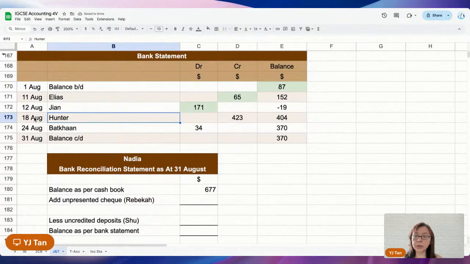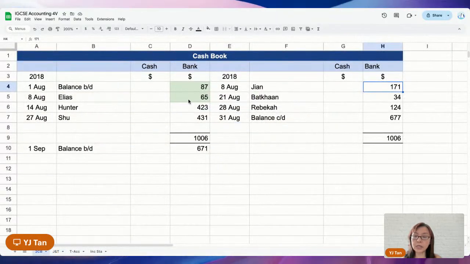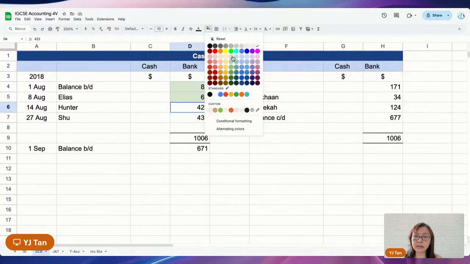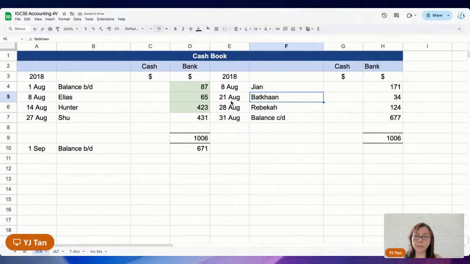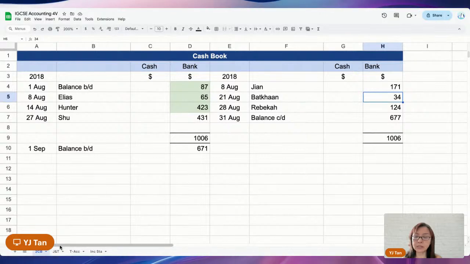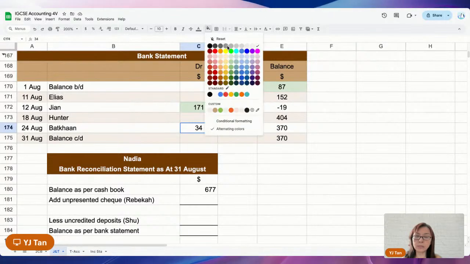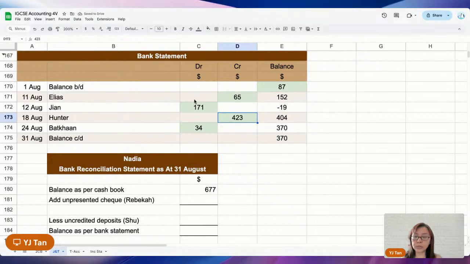Then let's have a look at 18 August, Hunter, 423. Whether there is a transaction of 423. Hunter, 423. This one is also green. That's nice. After that, let's have a look at 21 August, Bakhan, which is 34. Whether we can find this transaction. Bakhan, yes, 34. This one is green also. And this one is also green. That's good, so all match. It looks good here.